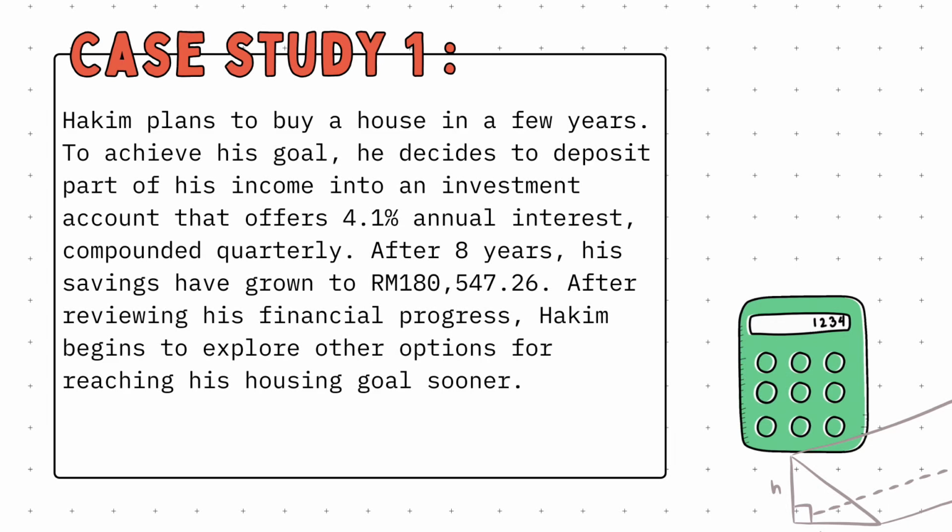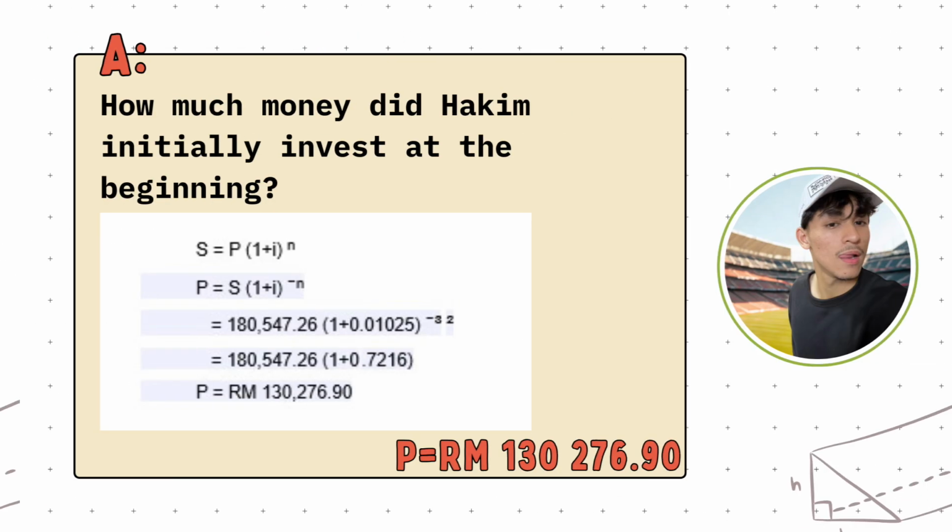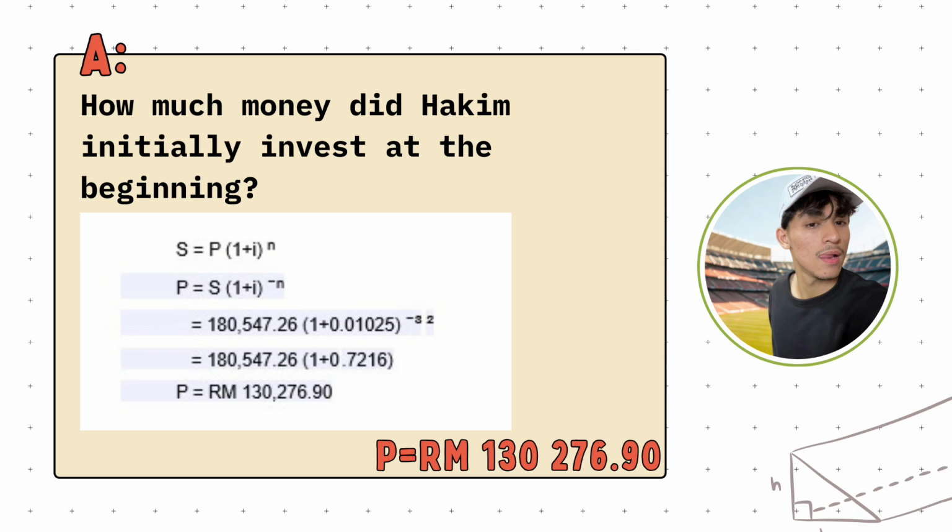Hi everyone. So today I will be sharing case study 1, which is focused on compound interest. Hakim plans to buy a house in the future. To reach his goal, he decides to invest part of his income into an account that offers 4.1% annual interest and compounded quarterly. Now the question is, how much did Hakim invest at the beginning?